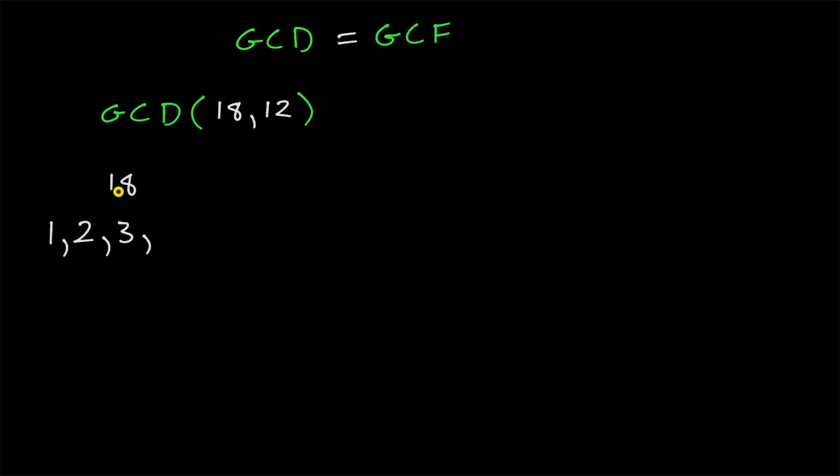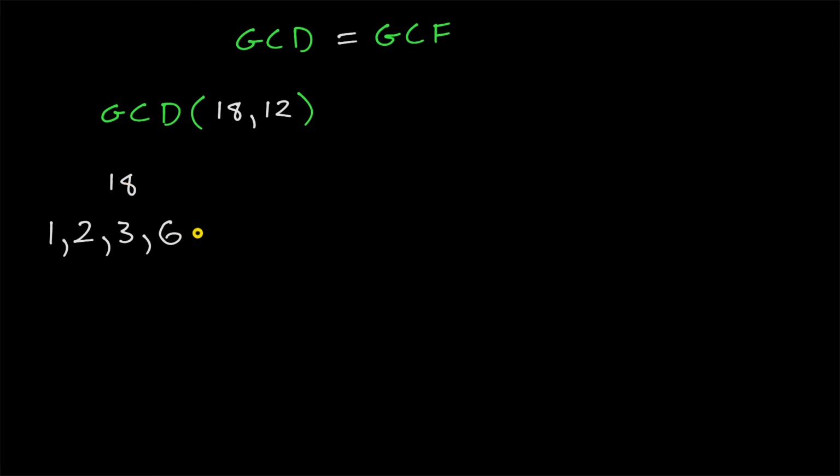What about 4? Well, no. 18 divided by 4 is not going to divide evenly. You're going to have a remainder left. What about 5? 18 does not divide by 5. What about 6? Well, yes, 18 does divide by 6. We already talked about that. When we divided 18 by 3, we said we had 6. So 18 divided by 6 must necessarily be equal to 3. So 6 divides 18.